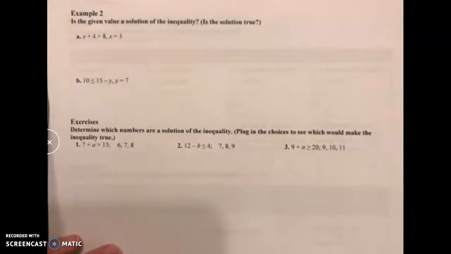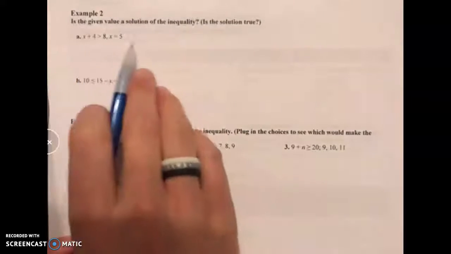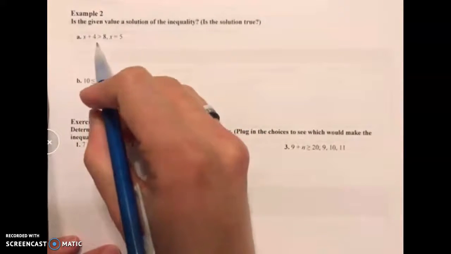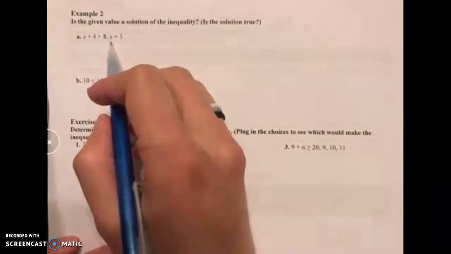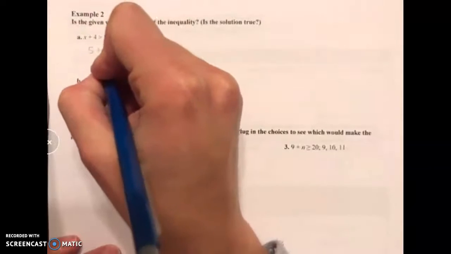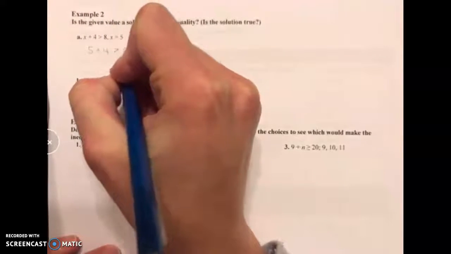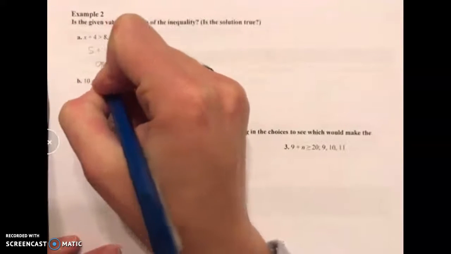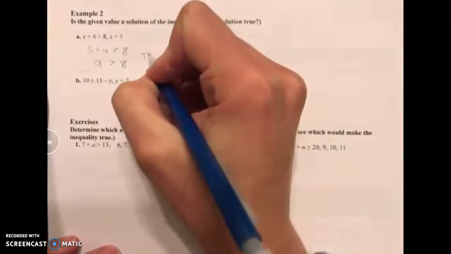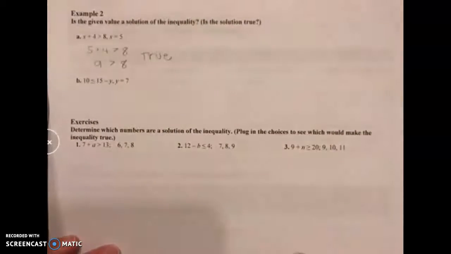Okay, so on the second page, we're going to solve for portions A and B. Is the given value a solution of the inequality? So is the statement true? We have x plus 4 is greater than 8. Instead of writing x, we're going to use 5. So remember, guys, we're just going to substitute in. So 5 plus 4 is greater than 8. And we know 5 plus 4 is 9, so 9 is greater than 8. That is a true statement.